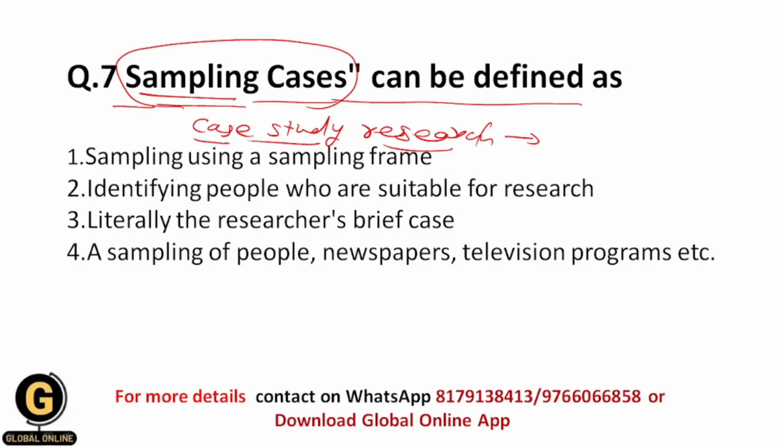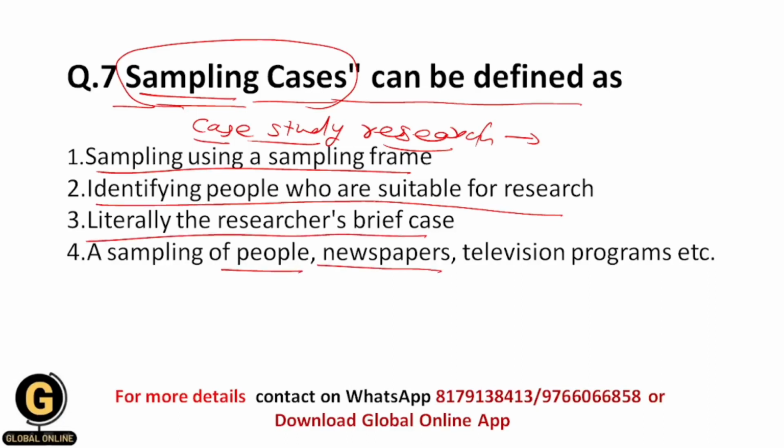First option is sampling using a sampling frame. Second is identifying people who are suitable for research. Third is literally the researcher's briefcase. And the last one is a sampling of people, newspapers, television programs, etc.